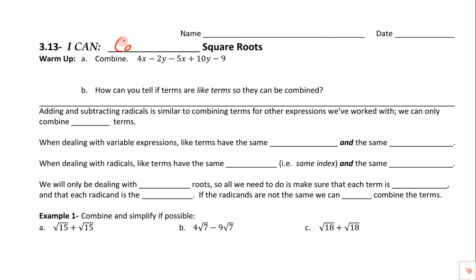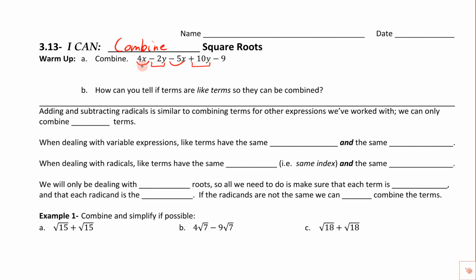So go ahead and write the word combine here. And we're going to combine square roots kind of like we combine like terms and combine integers and different things like that. So the warm-up has us combining the terms in this expression right here. So I'm going to put a little swooping line underneath the 4x and the negative 5x. And I'm going to put a little boxed line underneath the negative 2y and the positive 10y. And then that negative 9, that constant there, we're just going to put on the end.